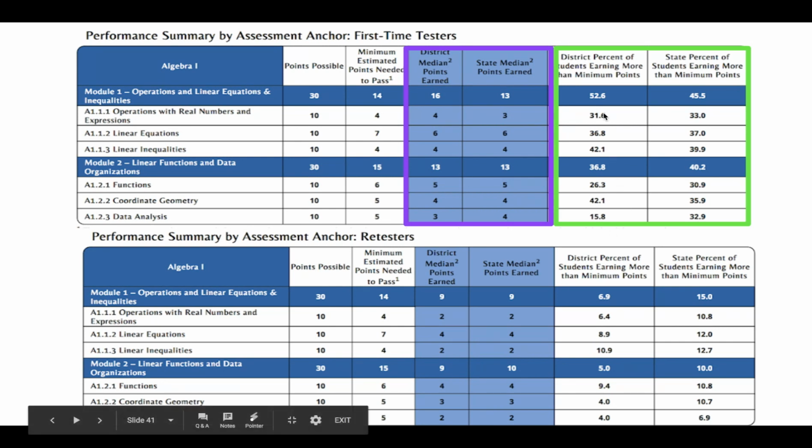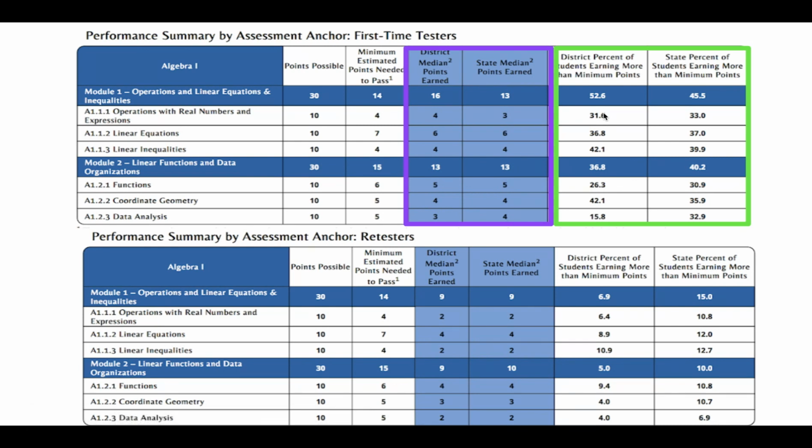What if I looked in the green box, district percent of students earning more than minimum points compared to the state percent of students earning more than the minimum points? Well, now I see a little bit different. For Module 1, the district percent is higher than the state percent, but as I look down through operations with real numbers and expression, the district is lower. Linear equations, the district is lower. Linear inequalities, the district is higher.